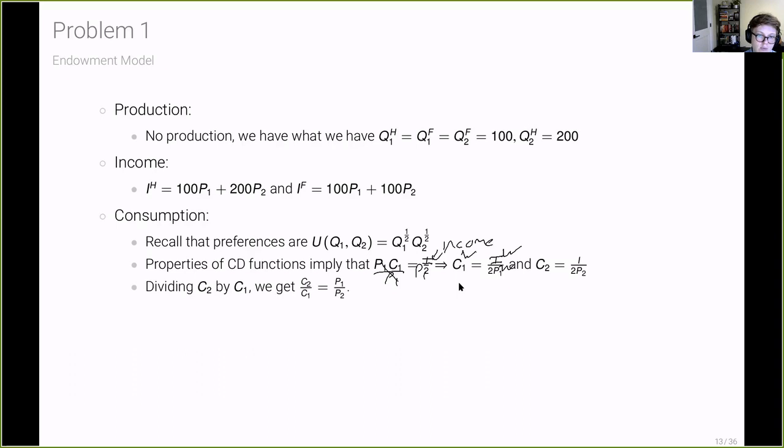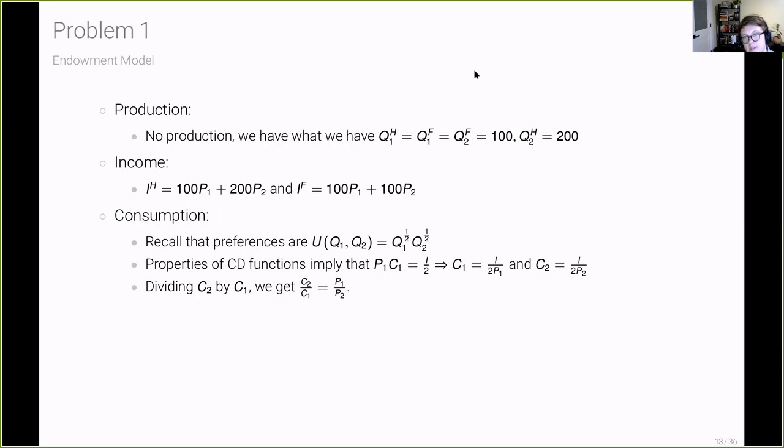What we can do is divide C1 by C2. We can see quickly that this is akin to doing this. If I move this down here, these I's cancel, the 2's cancel, and this P1 flips up here. And so what we'll get is that C2 over C1 is equal to P1 over P2.